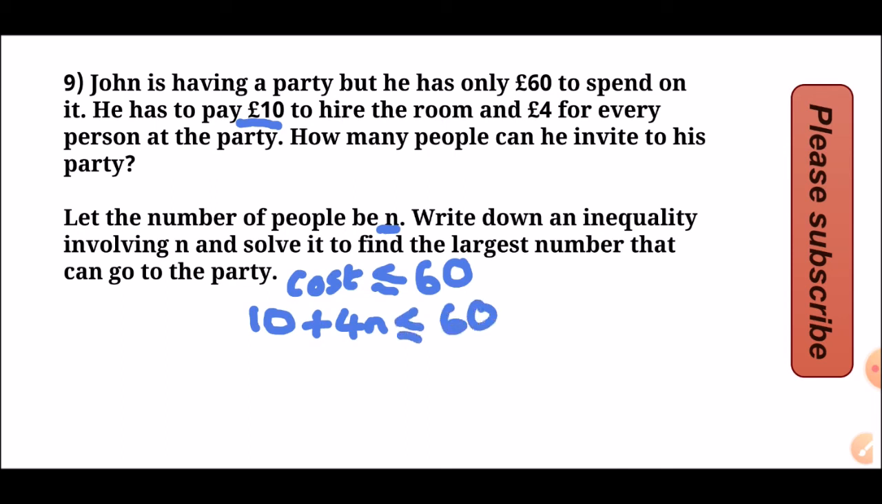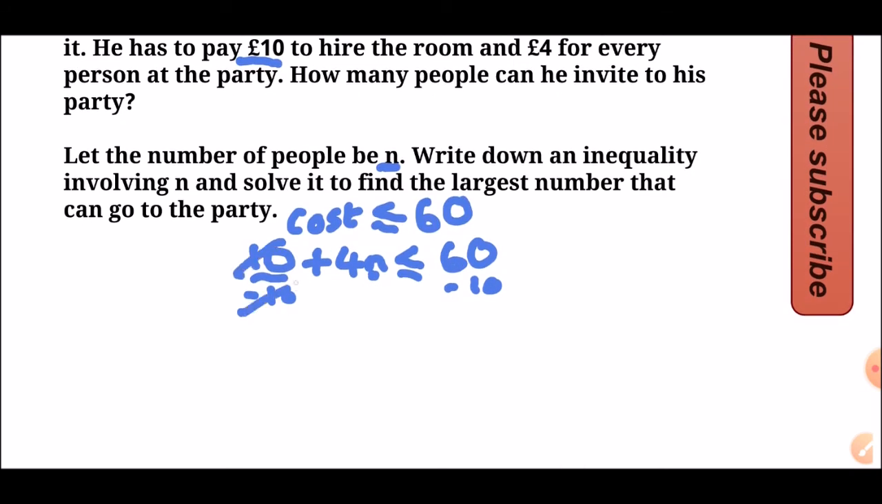So now we want to get the n on its own. To do that, we'll have to get rid of this plus 10 first. How to do that? We take away 10 on the left hand side, and then we take away 10 on the right hand side. So 10 take away 10 is just 0, leaving us with just 4n on the left hand side. On the right hand side we'll have 60 take away 10, which is 50, and then just copy the sign down.